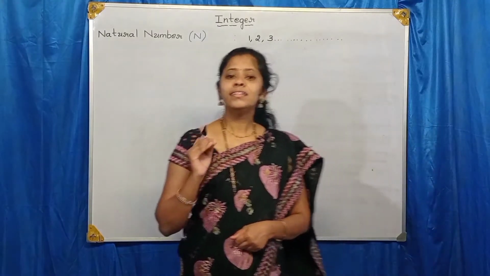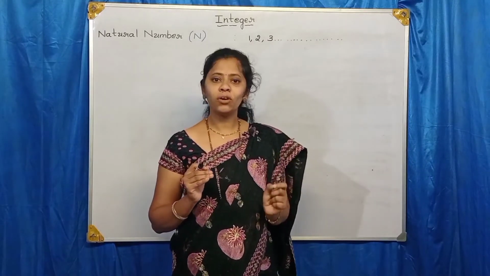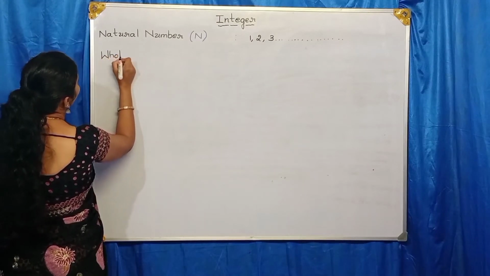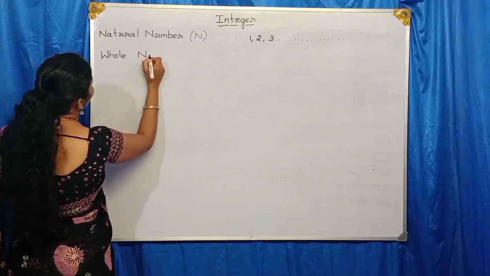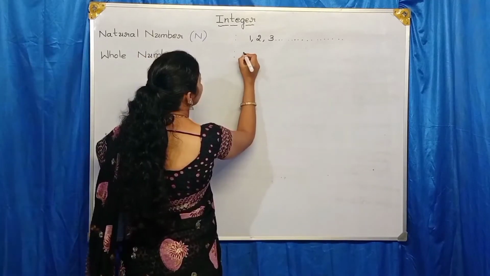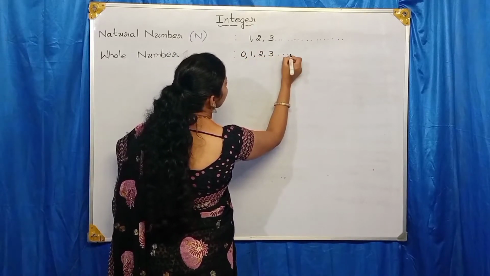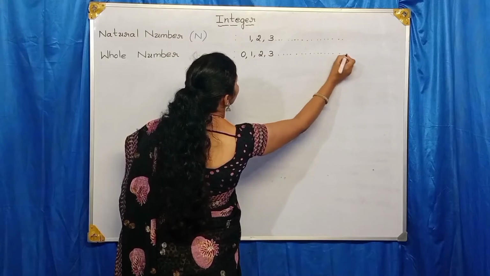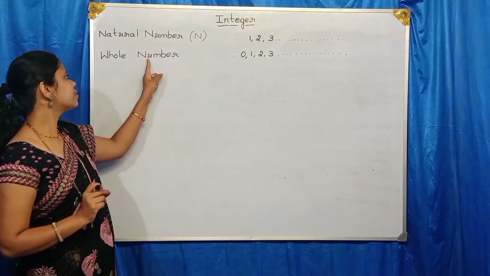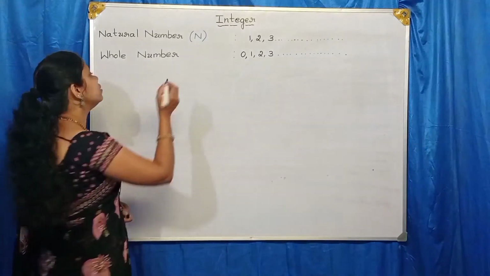Then 0 including these natural numbers makes a set of whole numbers. 0 including the natural set, 0 including these natural numbers, makes the set of whole numbers, and it is denoted by a capital letter W.